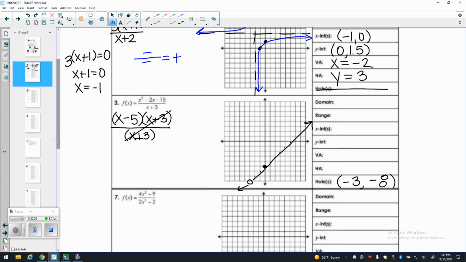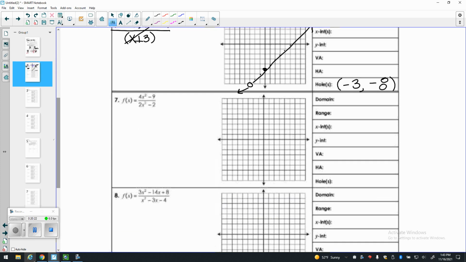Okay, 7. What do I have to do first? Factor. Look at the numerator: 4x squared minus 9. That's the difference of two squares. So this is (2x minus 3)(2x plus 3). And then in the denominator, I can pull out a 2. And this is a difference of squares, right? x squared minus 1 is (x minus 1)(x plus 1).